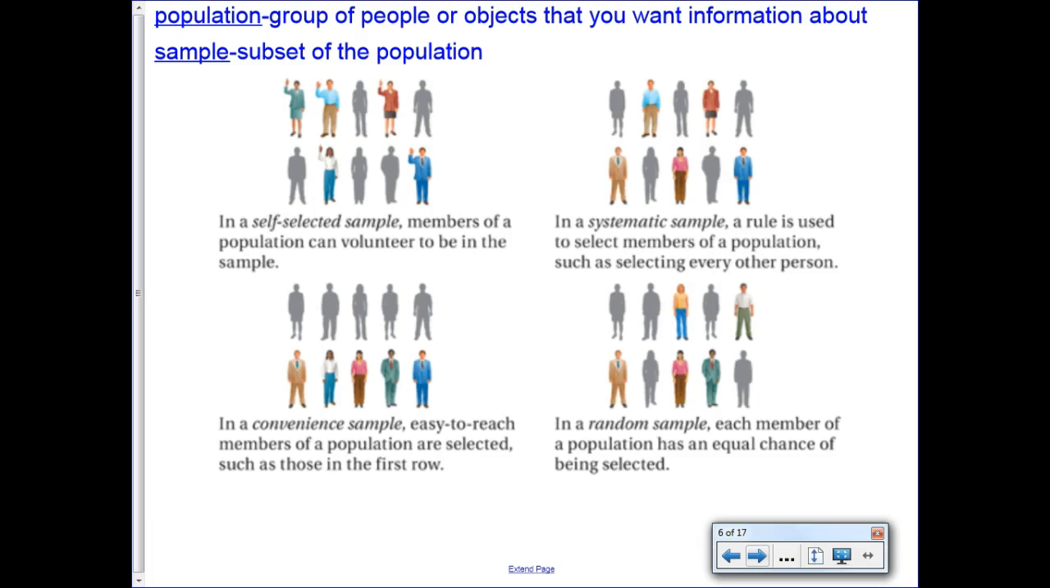A systematic sample has a rule that's used, such as selecting every other person. In the classroom, I might say, okay, every other row is going to take this survey. You would be a part of a systematic sample then. A convenience sample is easy to reach. Members of a population are selected, such as those in the first row. A random sample, no rhyme or reason here. Each member of a population has an equal chance of being selected.